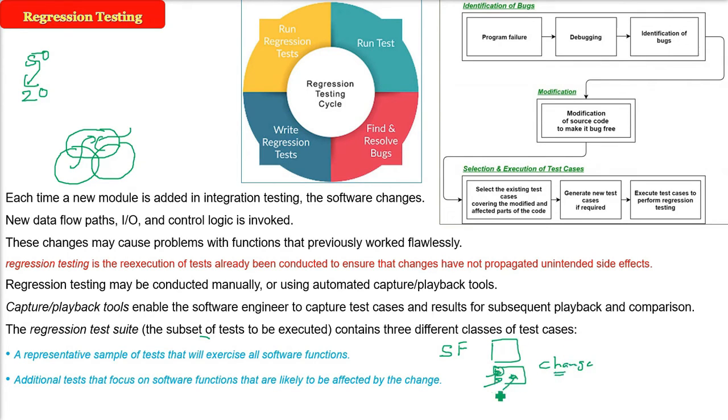And there will be a third subset also: tests that focus on the software components that have been changed. You know that this software component has been changed. So this subset will be mainly eyeing these software components. So this regression test suite has these 3 different classes of test cases. The regression testing cycle consists of, first we write the regression test, then we run the regression test, then we find and resolve the bugs.